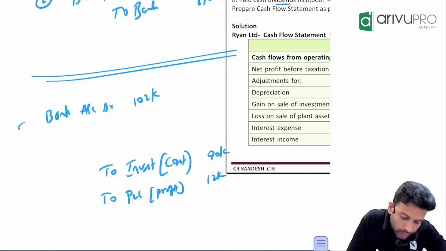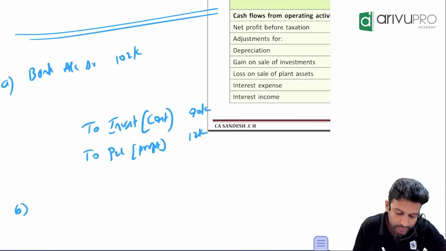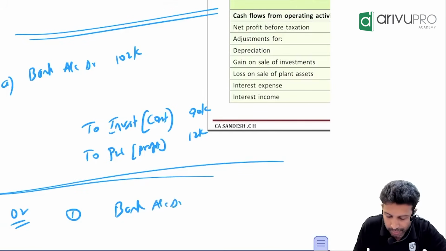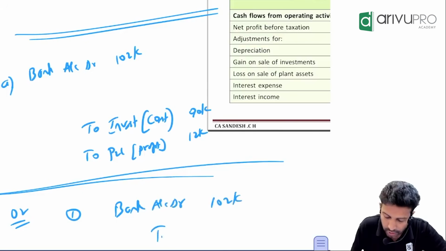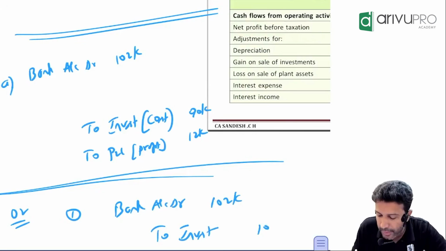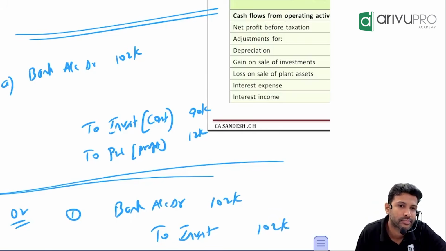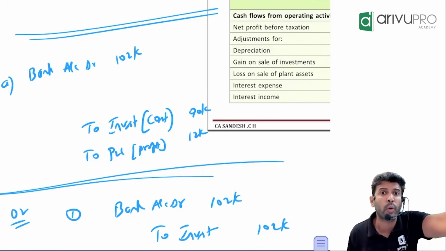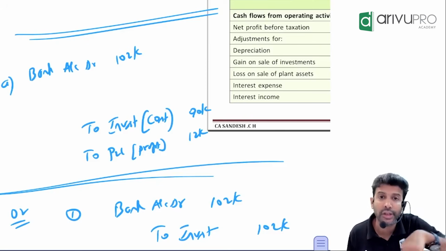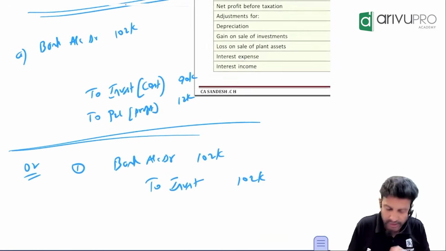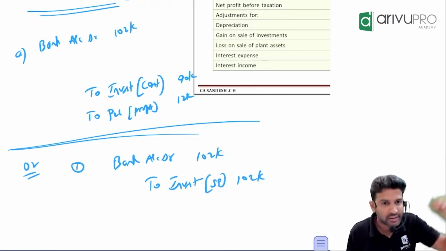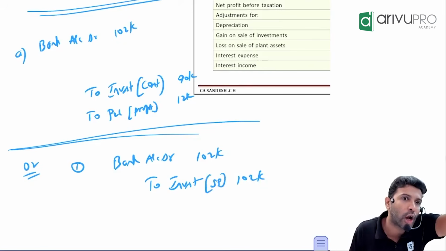Okay. ICAI passes the entry in a slightly different way. When you sell the investment, they pass the entry bank account debit 1,02,000 and they will directly credit investment at 1,02,000. Sir, investment is shown at what price? Cost price. So you should credit at what price? Cost price of 90. But here they have credited cost price or selling price? Selling price. Yes. Do you think ledger will match or it will not match?